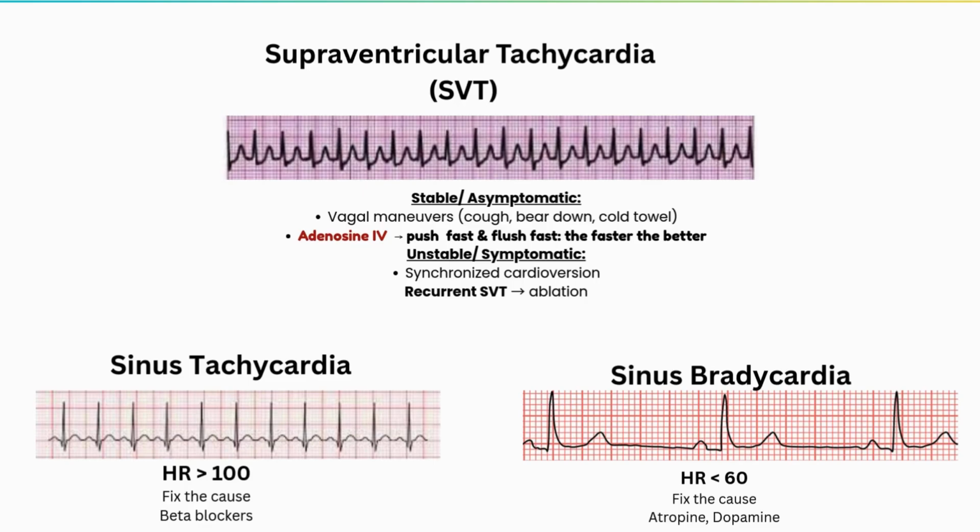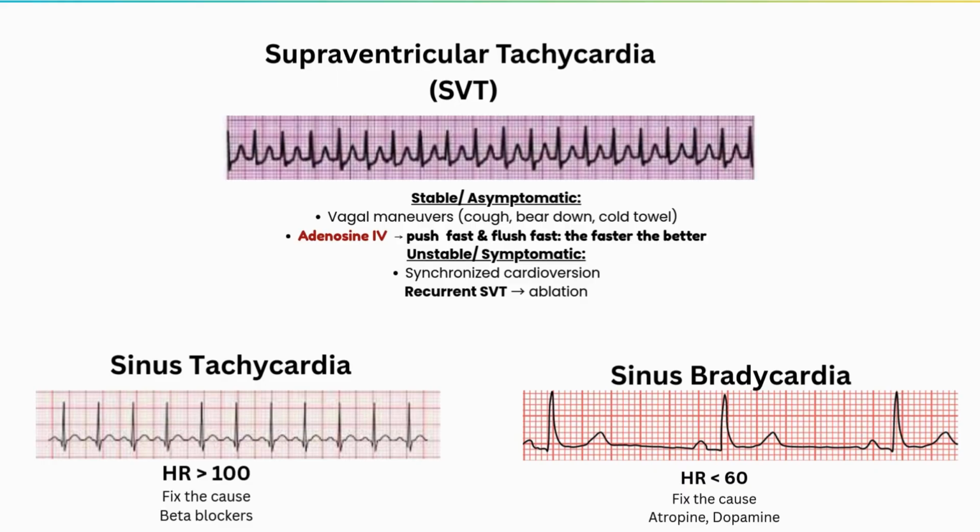So we suggest vagal maneuvers and giving adenosine if the patient is having SVT but they're stable, they're not symptomatic. Blood pressure is normal and they're not short of breath or anything. But if the patient is symptomatic, where their blood pressure is dropping, they feel funny or have shortness of breath, we are going for electrical cardioversion. Medicate the patient before this happens.